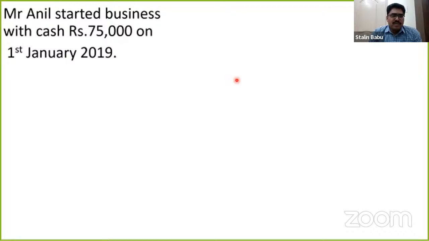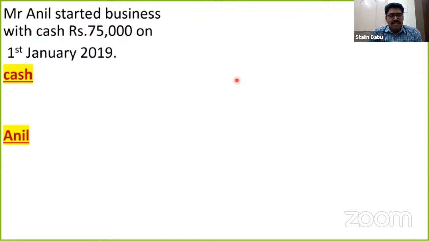Dear students, you have to answer these questions through your chat box. Identify the two accounts which were involved in this transaction. So here, what is coming into the business? Cash is coming into the business. Who is the provider of cash? Mr. Anil. So the two accounts affected are the cash account and Anil account. We identified the two accounts.